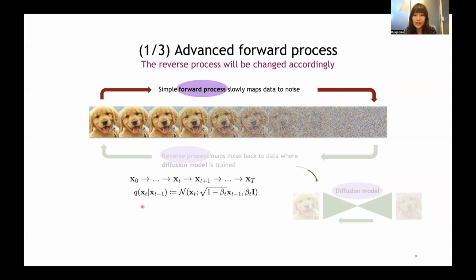And then the q(xt given xt minus 1) is simply a Gaussian distribution. And this beta t defines the noise schedule, and they are hyperparameters that are predefined before training the models.